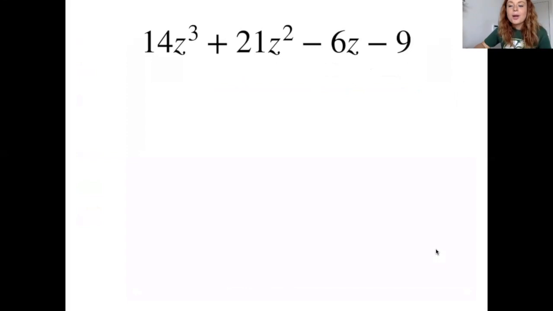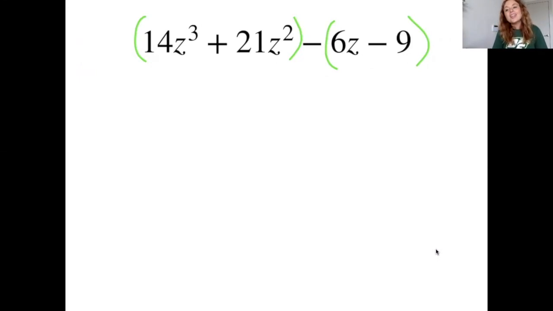All right, so the next problem, let's factor by grouping. The first step is that we are going to group the first two terms and the last two terms. So we're just going to put parentheses around them, group them together. Then we need to find the GCF of the first two terms.